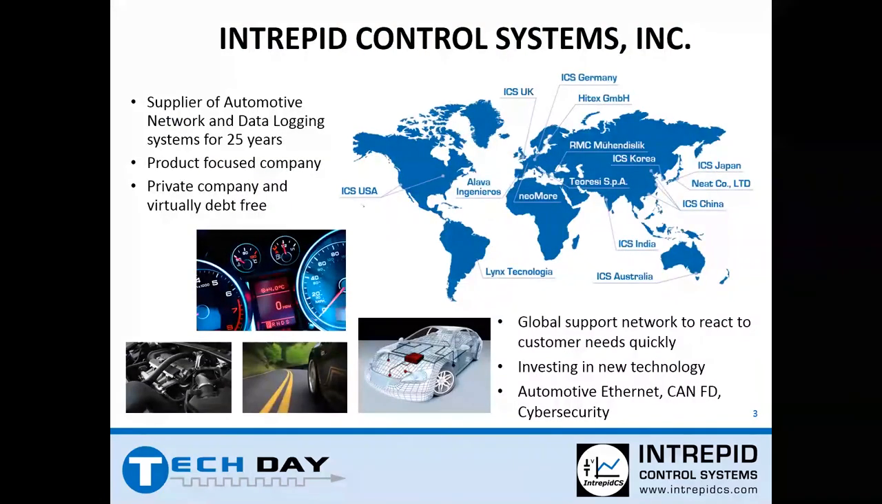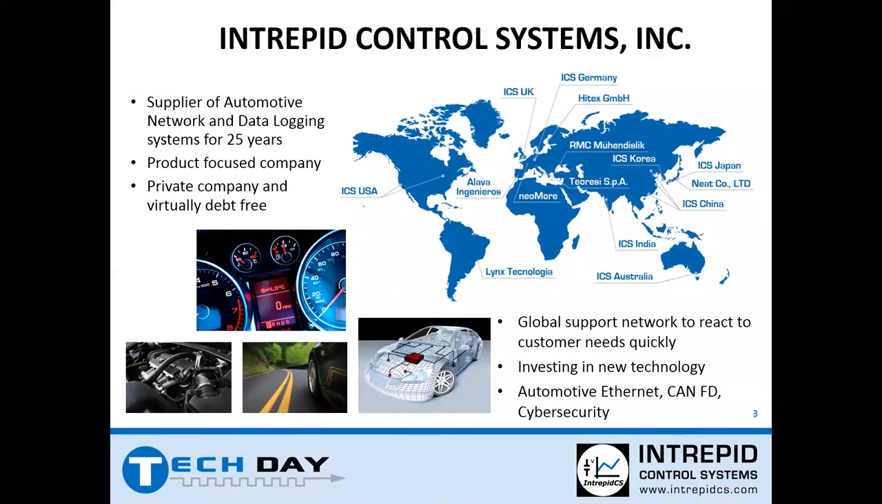So who are we? We're a supplier of automotive networking and data logging tools for 25 years. We're a product-focused company, and what we mean by that is we don't do the AUTOSAR stacks. Our primary focus is hardware, so we sell a lot of the ValueCAN series, Fire series, Fire 2, neoVI ION, and every one of those hardware products interfaces with our Vehicle Spy software. So that's the one software product that we do sell. We do have a couple of other products. I'll touch base on that as well, but mainly we're a hardware product focused company.